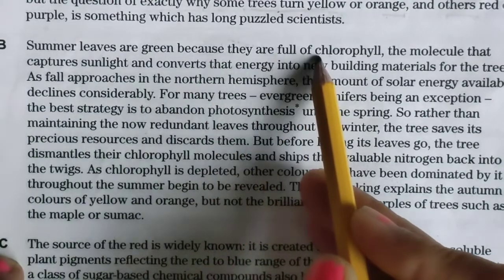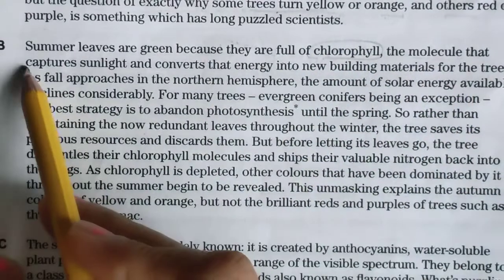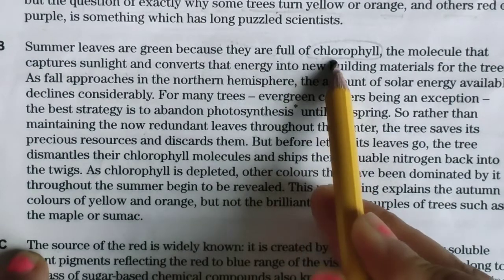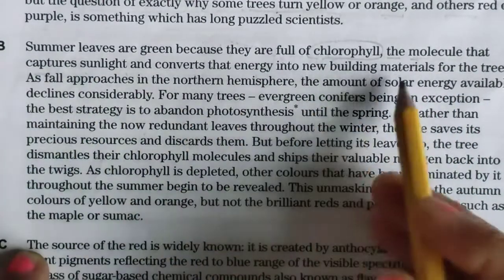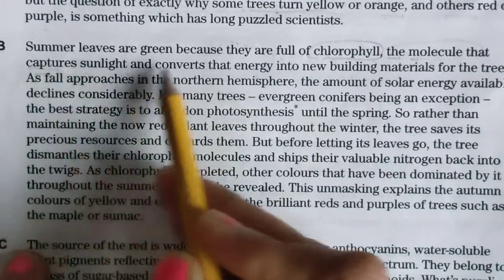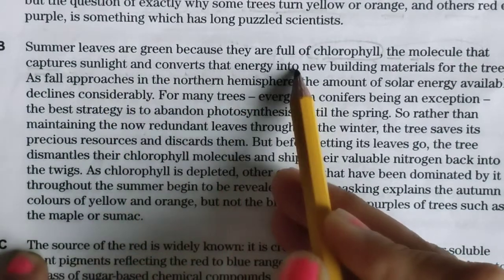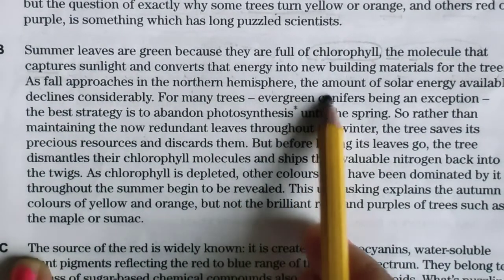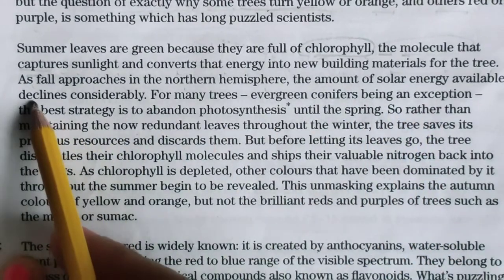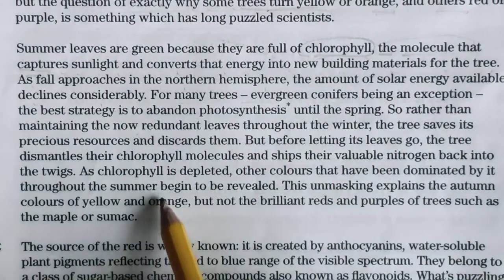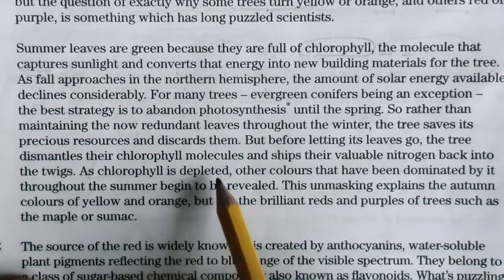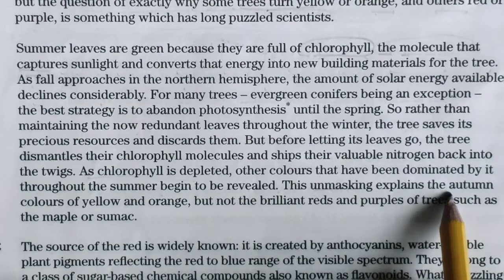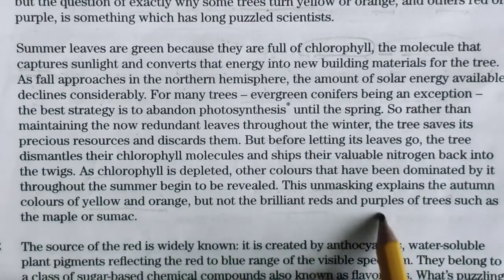Summer leaves are green because they are full of chlorophyll. Yes, the chlorophyll word was there. The molecule that captures sunlight and converts that energy into new building materials for the tree. Chlorophyll is capturing sunlight. As fall approaches in the northern hemisphere, the amount of solar energy available declines considerably for many trees. Last line: as chlorophyll is depleted, other colors that have been dominated throughout the summer begin to be revealed. This unmasking explains the autumn colors of yellow and orange, but not brilliant red and purples.